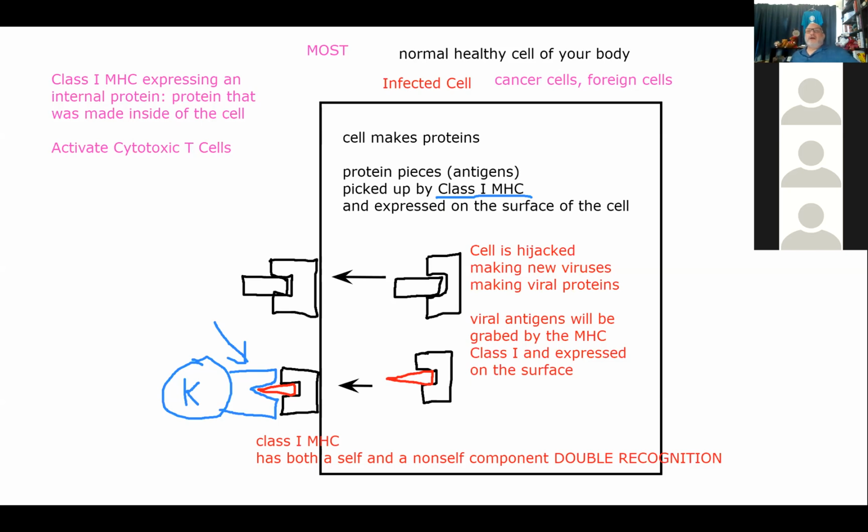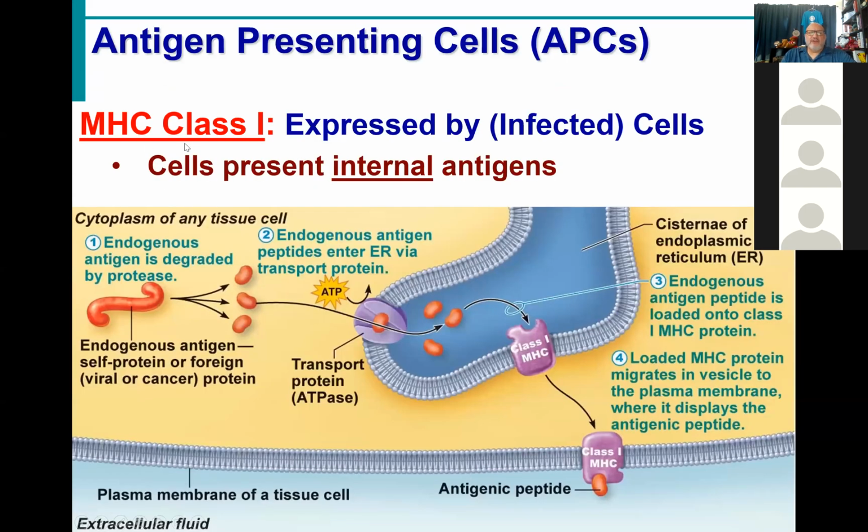Yep. All right, let's go back to the pretty picture. So again, here we see that example. Notice our class 1 major histocompatibility complex. In this case, we're making viruses. And as we make viruses, a piece of that virus is attached to the class 1 major histocompatibility complex, and it is expressed on the surface. Normally, it's expressing our normal antigens, but in this case, it's expressing a piece of a virus. So again, notice in this case, it is an internal antigen. It is something that was made inside of the cell. And that's the key. Class 1, and I think of the 1 as an I, because they use the Roman numerals, I for internal. It expresses an internal protein.